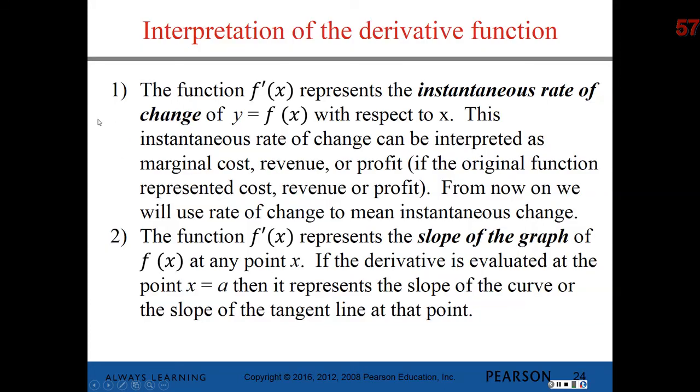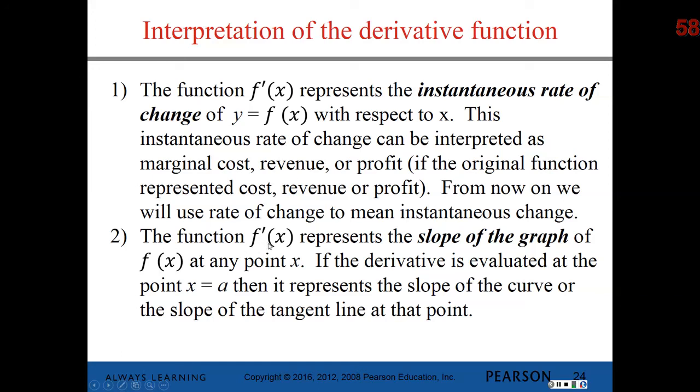So when you're interpreting the derivative function, here's some things that you want to remember. The function f prime of x represents the instantaneous rate of change of y equals f of x with respect to x. It can be interpreted as marginal cost, revenue, or profit if the original function represented cost, revenue, or profit. And from now on, we're going to use the rate of change to mean instantaneous rate of change, because we're not always going to have straight lines, we're going to have curves, and in order to talk about marginal change, you have to be able to talk about the slope of a curve.